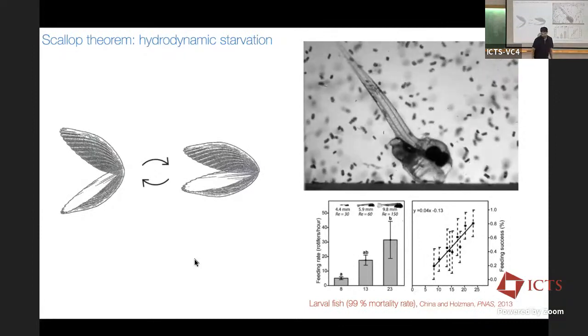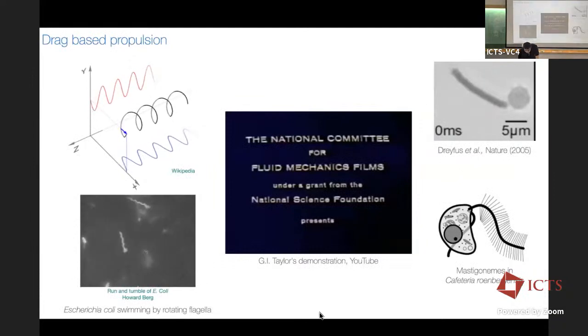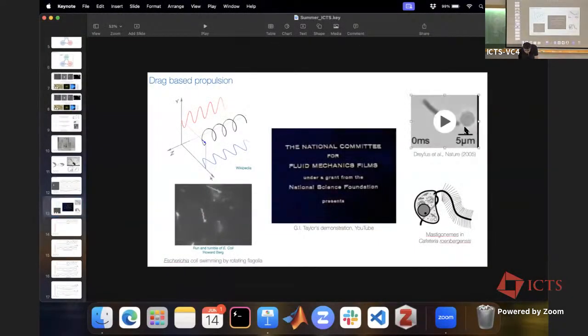Okay? So I thought I will show you this example later, but since there were a number of these questions, let me play this movie. So this is this artificial swimmer that I was talking about. These are designed by sort of linking paramagnetic micron-sized beads by DNA.